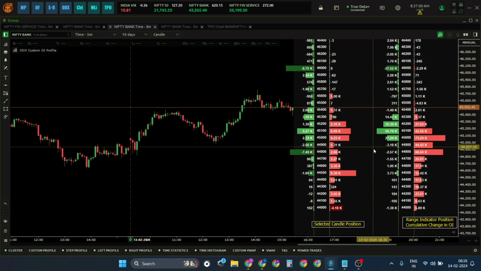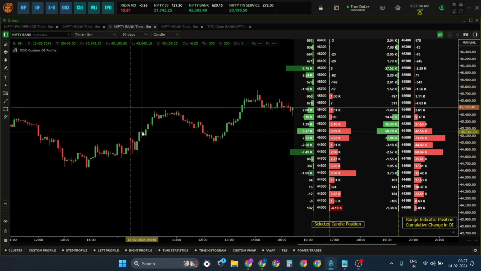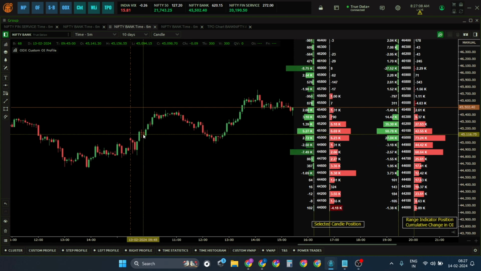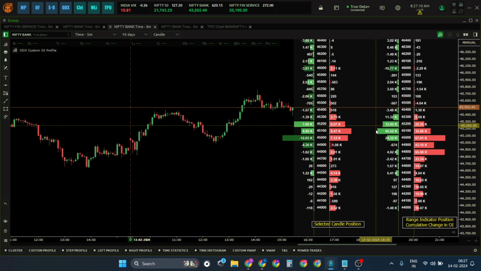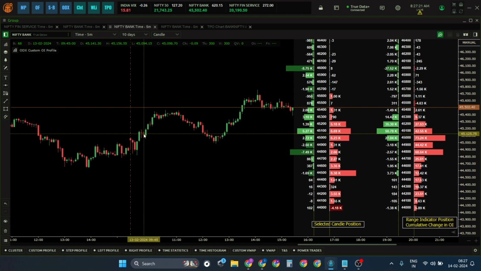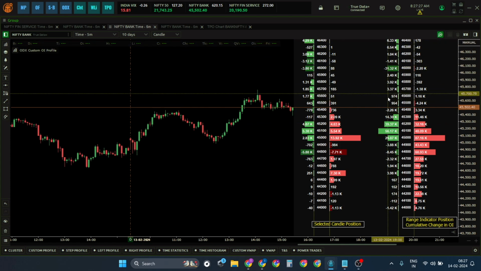And on the call activity, from the start till this time, we have seen call activity is decreasing. Now you see the profile thickness as well, right? 45,000 is becoming more strong, 48,000 strong, 44,900 strong. And if you click on the next candle, again it is increasing. You can see now we have almost negligible call writing here, right?